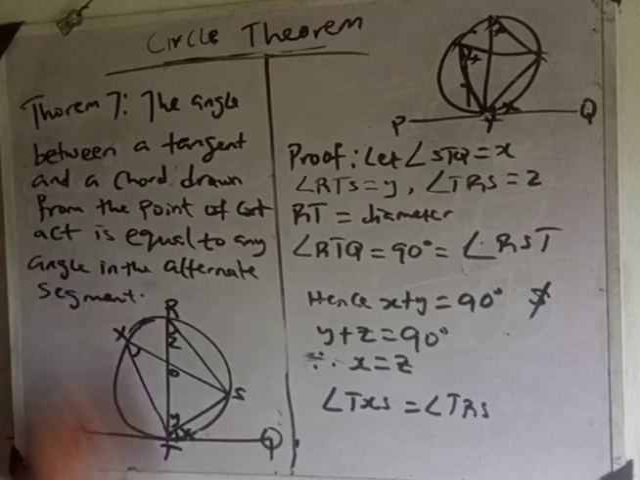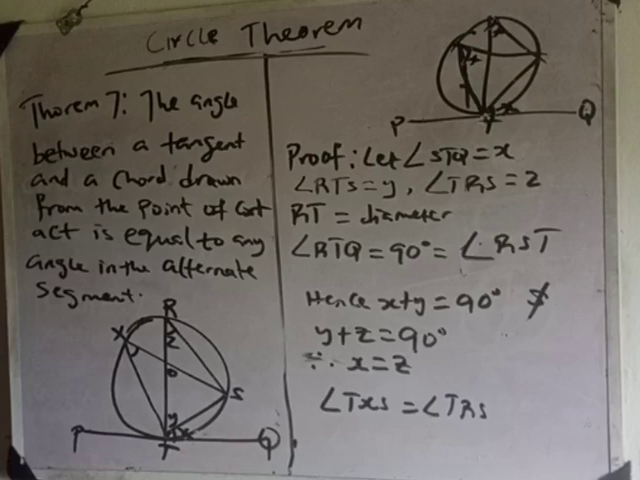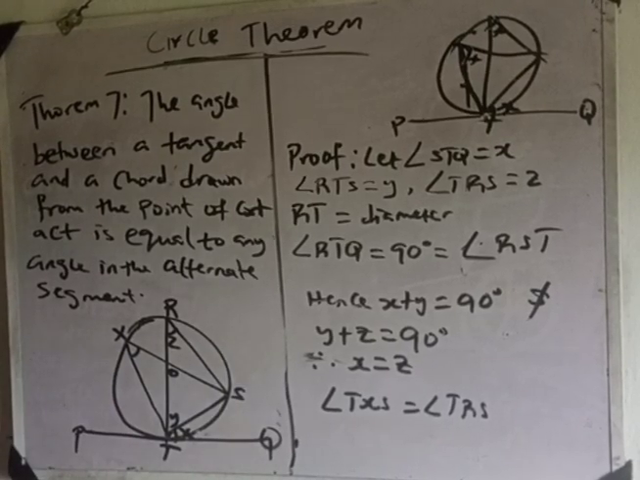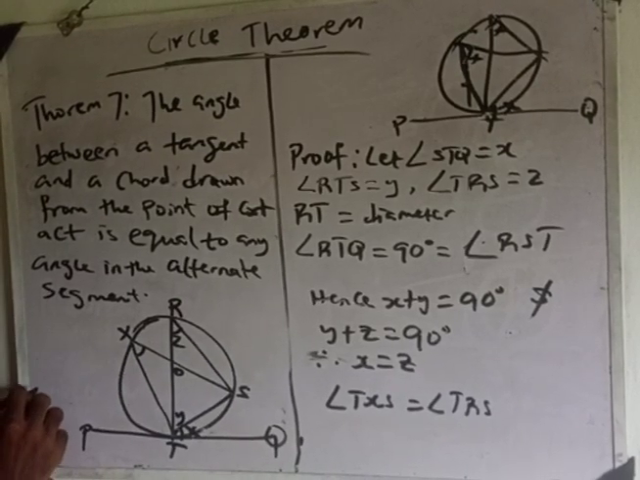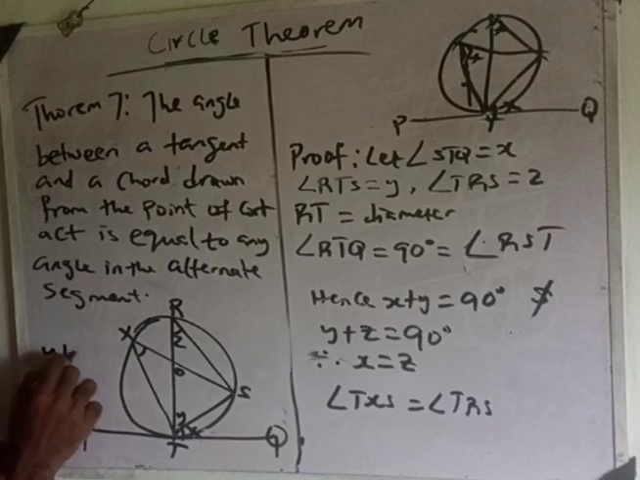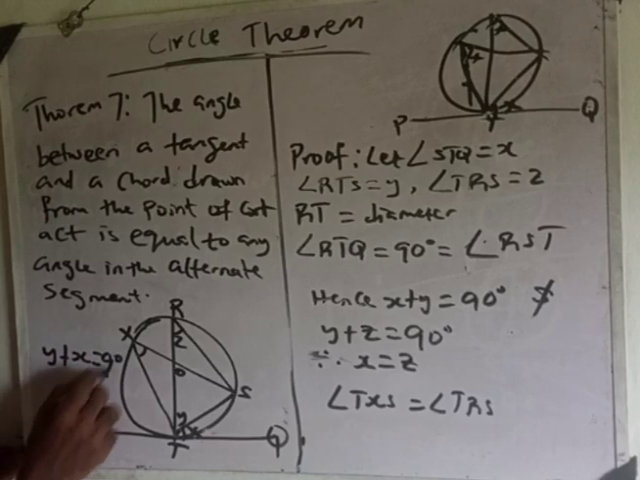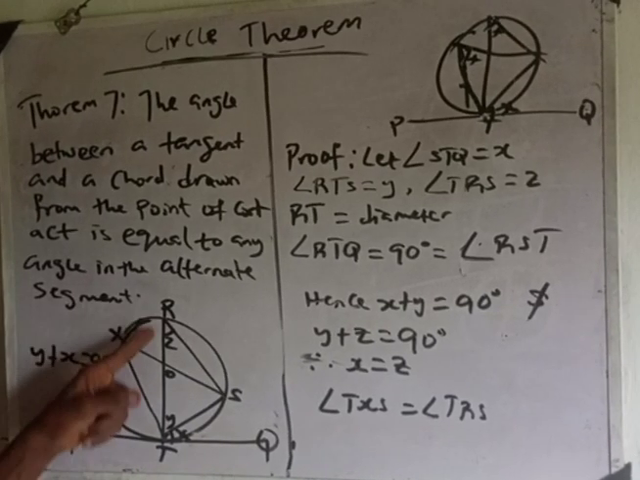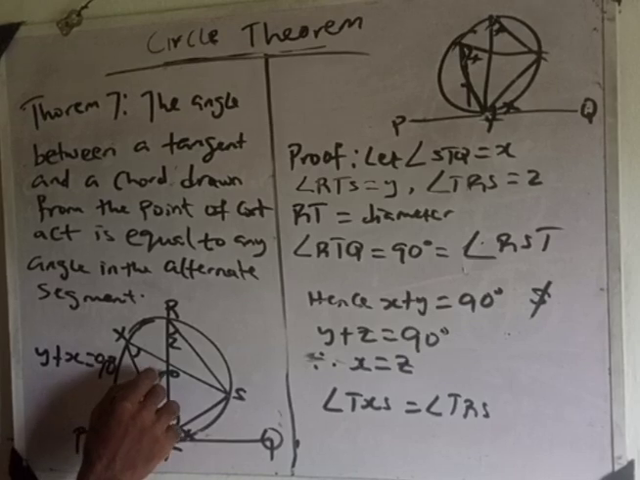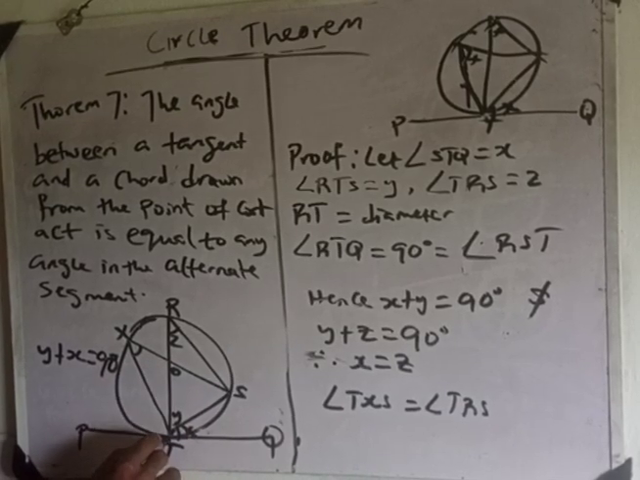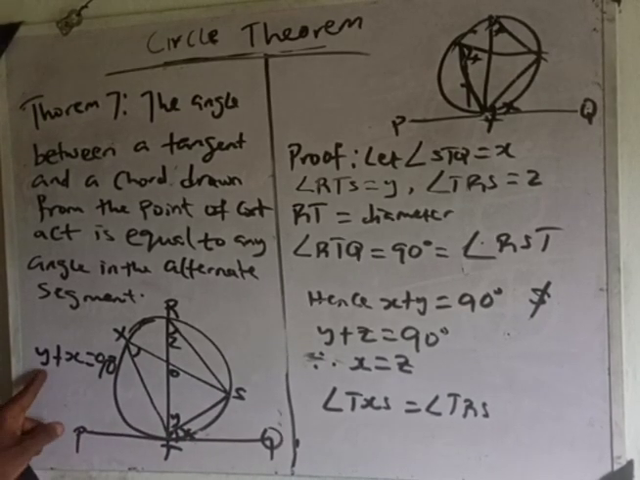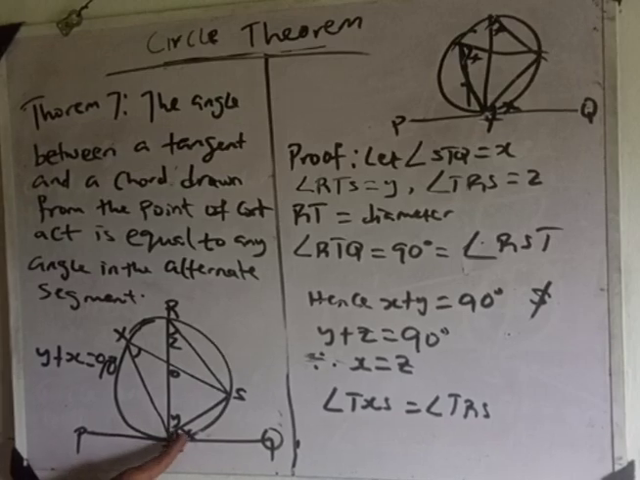This RT cuts across the center of the circle. And if that is true, we want to take this to be the diameter of the circle, and if it is the diameter of the circle, it means that y plus x will give us 90 degrees, because any line that crosses the center of the circle and touches the tangent will form a right angle. So we'll have that y and x will be equal to 90 degrees.